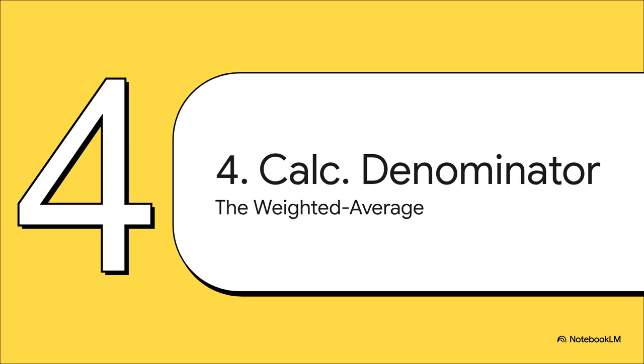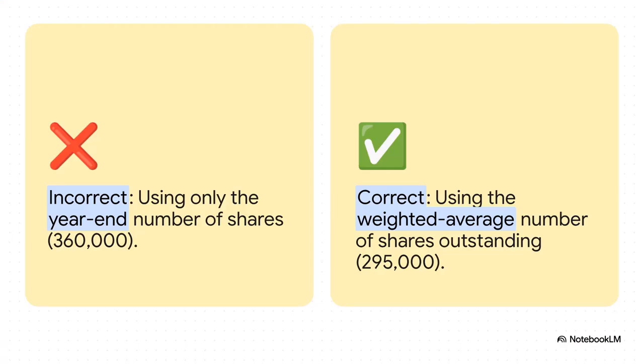Now, calculating the share count isn't as simple as just taking the number at the end of the year. We have to properly account for how the number of shares changed during the year. This is another one of those major trip-up points on the exam. It's so tempting to just grab the year-end number of shares, which is 360,000 in our example, but that is wrong. And why is it wrong? Because that number doesn't reflect the capital base a company was using to generate earnings throughout the entire year. We have to use a weighted average, which comes out to 295,000. Let's see exactly how we get that number.